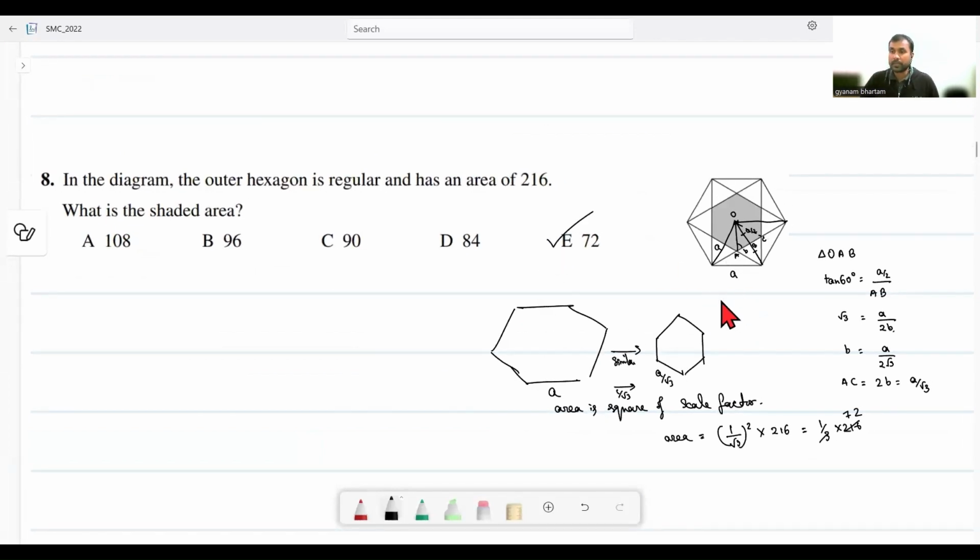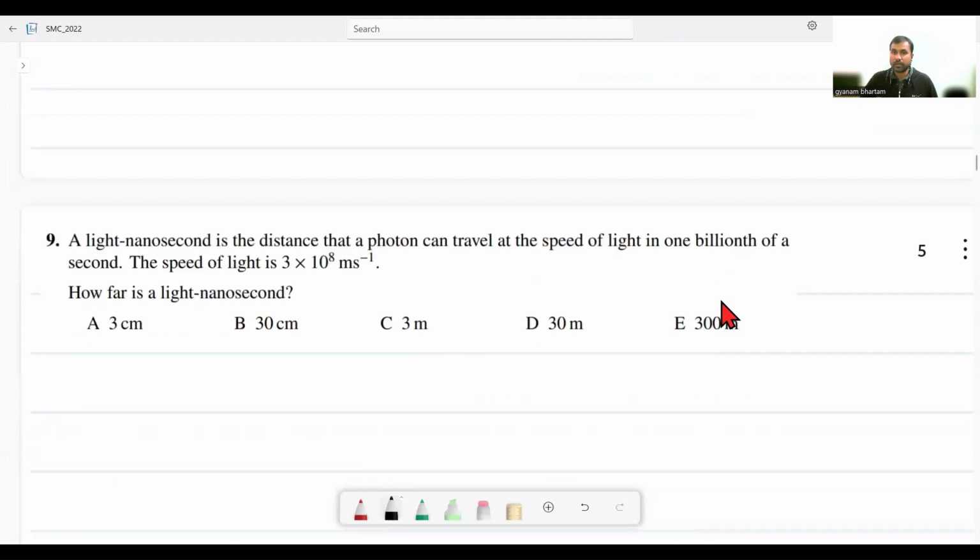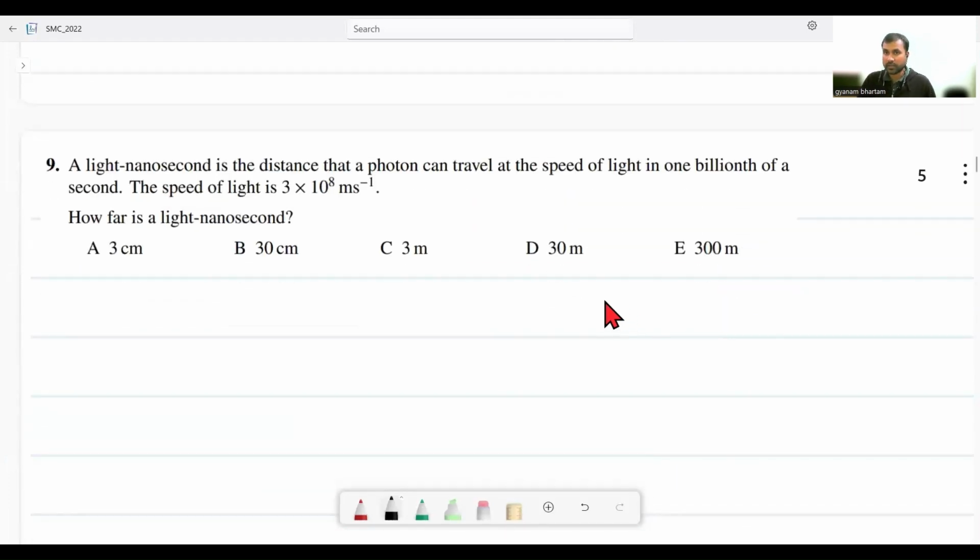Okay. Next question. A light nanosecond is the distance that a photon can travel at the speed of light in 1 billionth of a second. The speed of light is 3 times 10 to the power 8 meters per second. How far is a light nanosecond? So a million is 10 to the power 6 and a billion is 3 more, so 10 to the power 9. That's 1 billion. And 1 billionth means 1 over 10 to the power 9.